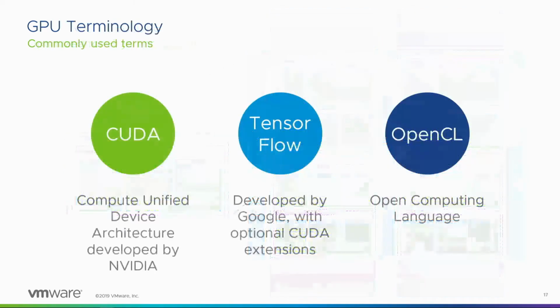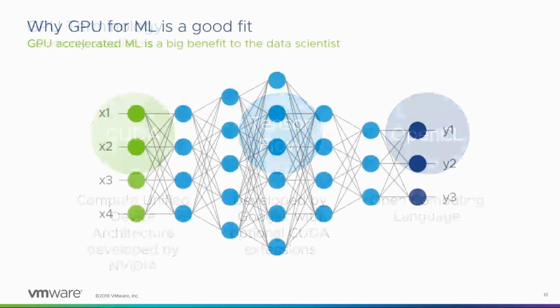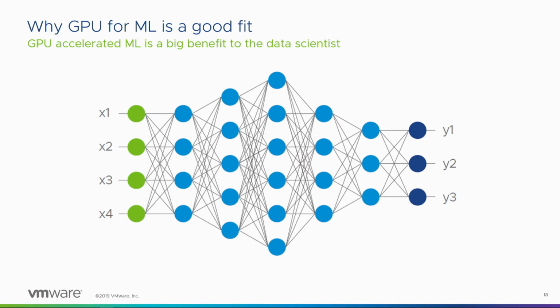Now let's talk a little bit on why that is important with machine learning. So let's go firstly over some GPU and machine learning terminology. So we see CUDA, which is developed by NVIDIA, which is a framework for computational workloads on GPU. We see TensorFlow, that's a term you see a lot these days, developed by Google, and you can extend that with CUDA extensions if you want. And we see OpenCL, the Open Computing Language. Now, whenever we look at machine learning and deep learning networks and workloads, this is basically what happens.